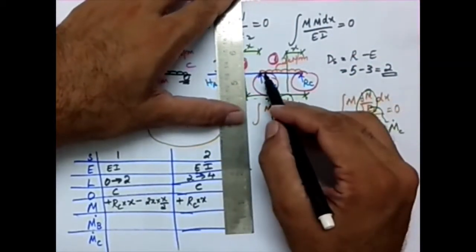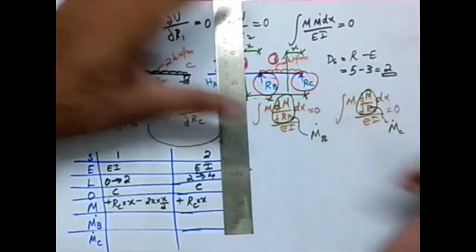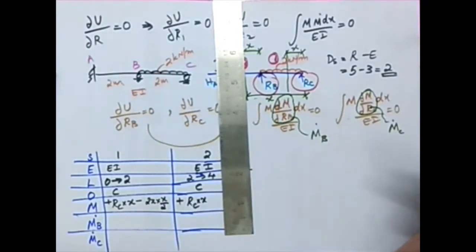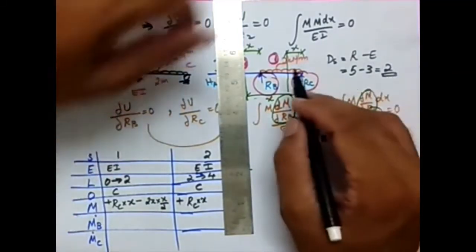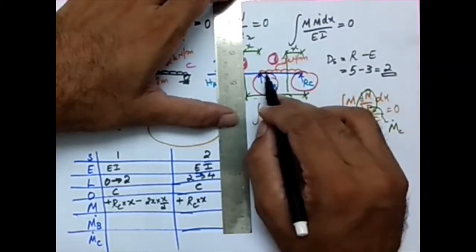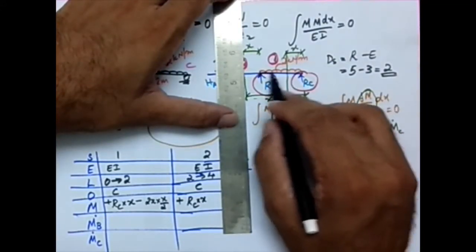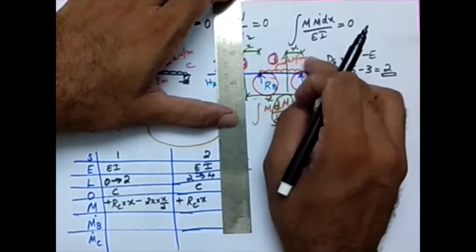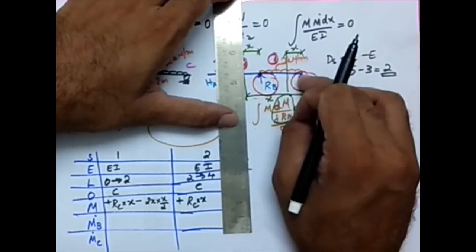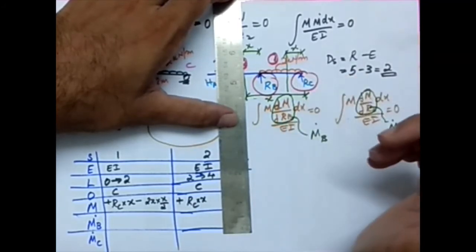Then what I have is this UDL. What about the moment caused by this UDL at this particular section? What is the force? 2 times 2 meter. That is 4 is the force of this UDL. It is 2 kilonewton per meter, and now it is for 2 meters. So 2 into 2, that is 4. The value is 4.